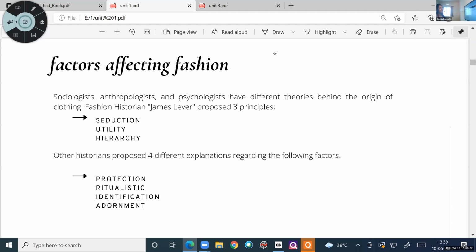Okay, so these are the four factors affected the origin of clothing. So what is protection? How can you explain protection? If a question comes in your exam, like explain any one of the factors that affected the origin of clothing, you can write about protection, ritualistic, identification, or adornment, any one of those. So if you were asked to write about protection, what will you say?